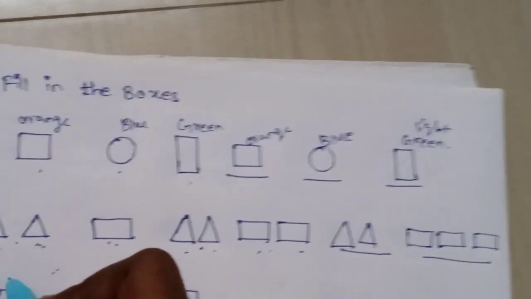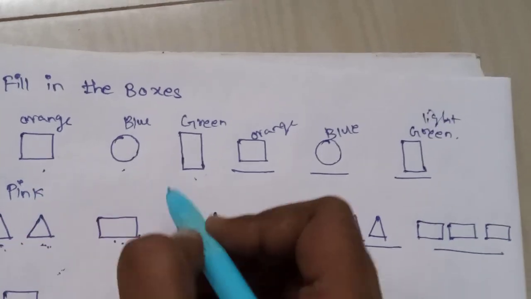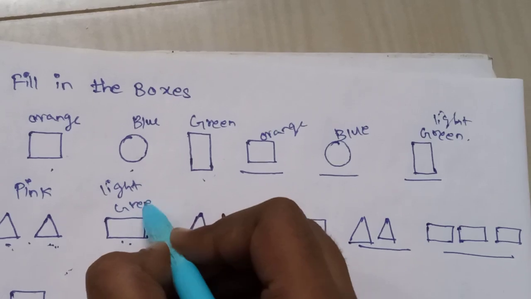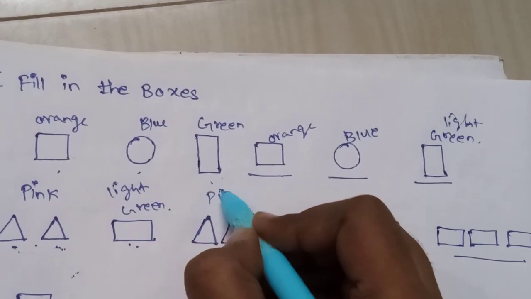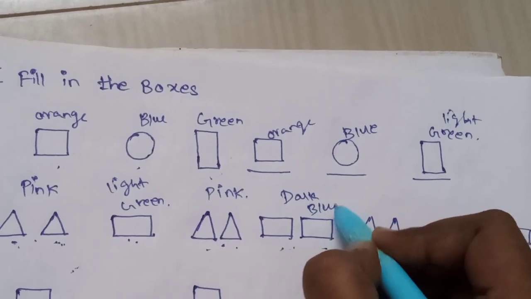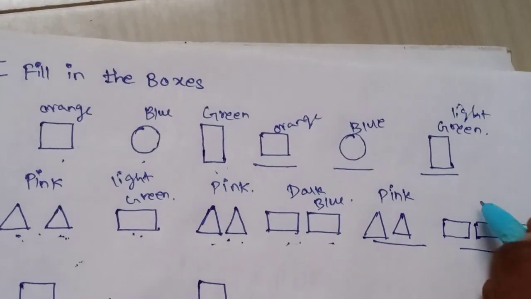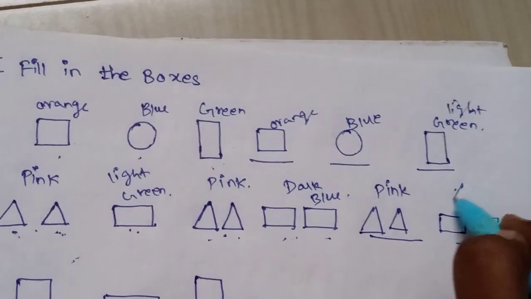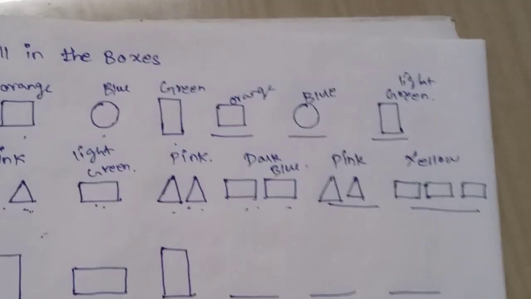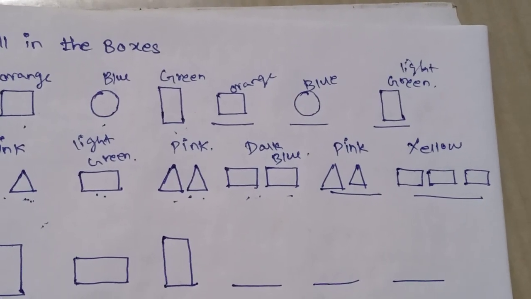Okay, now I will tell you what color you have to give. In the book they have given pink for this triangle, light green for this rectangle, again pink for this triangle, and dark blue for these rectangles. So here you have to give pink. You can give any color to this. Maybe we keep it as yellow. Okay, you give yellow for these three rectangles. Then the third one, we will see what we have to do here.